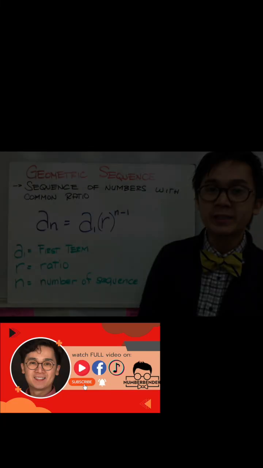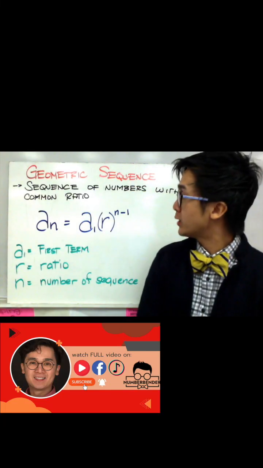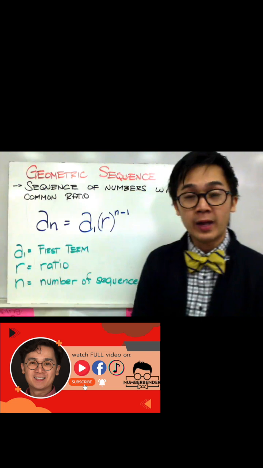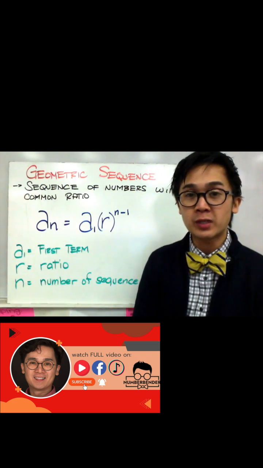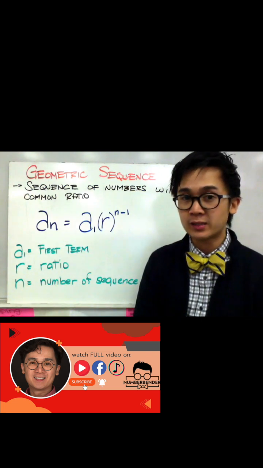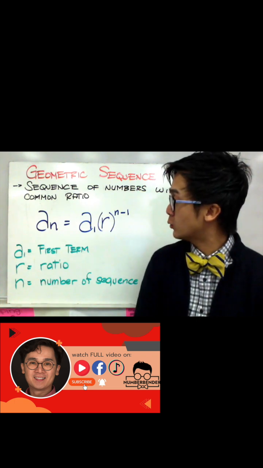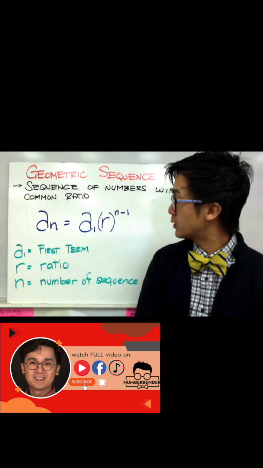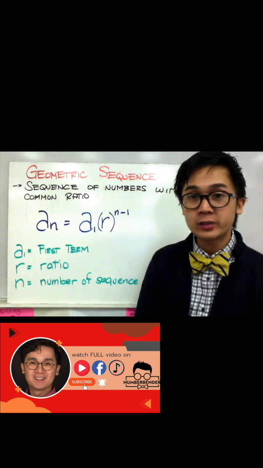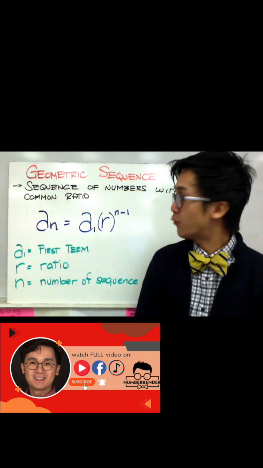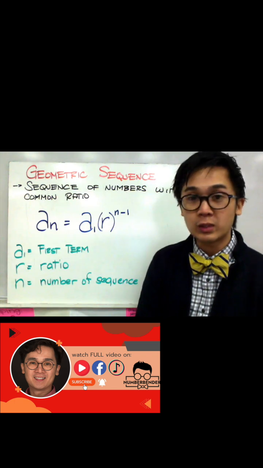Now, a geometric sequence is basically a sequence of numbers with a common ratio. And that's the difference between a geometric sequence and an arithmetic sequence. Now, the formula that we are using will be different, and it's a sub n equal to a sub 1 times r to the n minus 1. So this is the formula for a geometric sequence that we will use today.